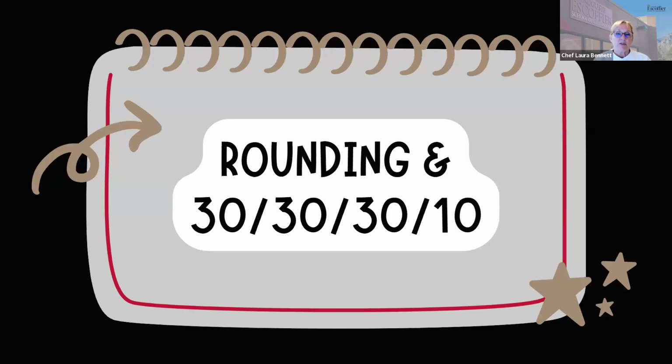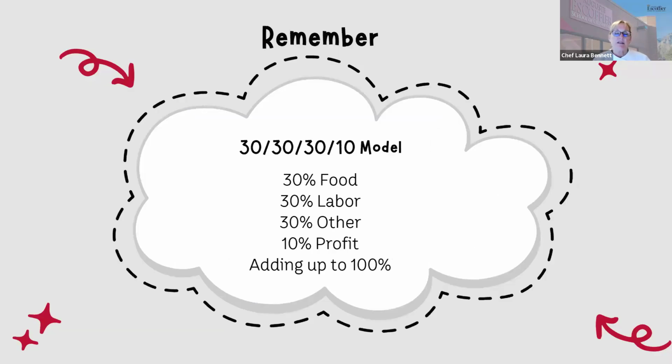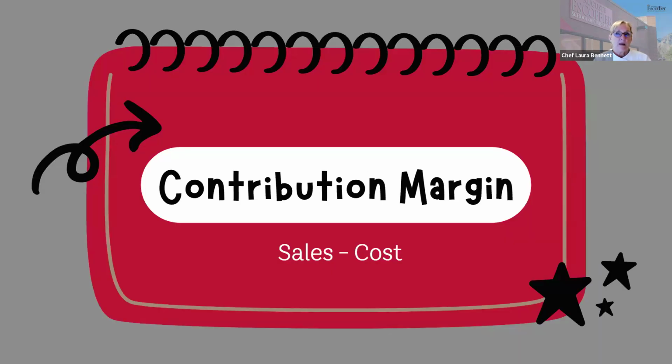Remember rounding, the 30-30-30-10 rule. All right, so 30-30-30-10, that's 30% food, 30% labor, 30% other, with a 10% profit, and it all adds up to 100%. Contribution margin, sales minus cost.